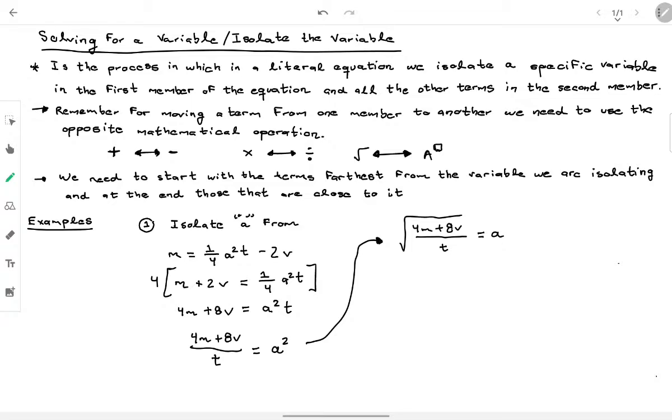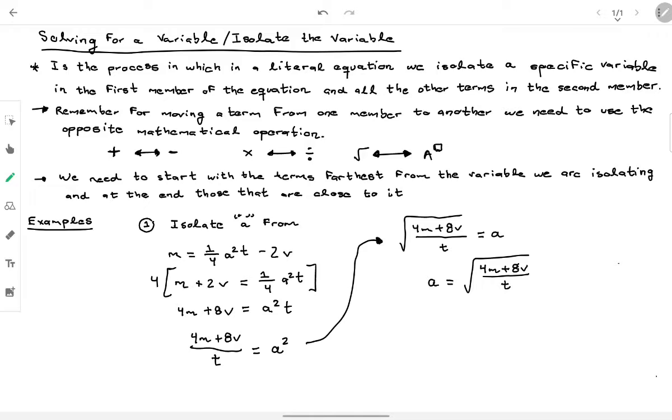Remember, for the answers it's more normal to put the variable equals our answer than answer equals the variable. So in this case, we can put it like a equals the square root of 4m plus 8b, divided over t.